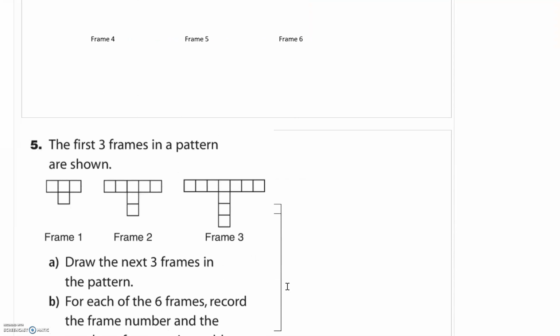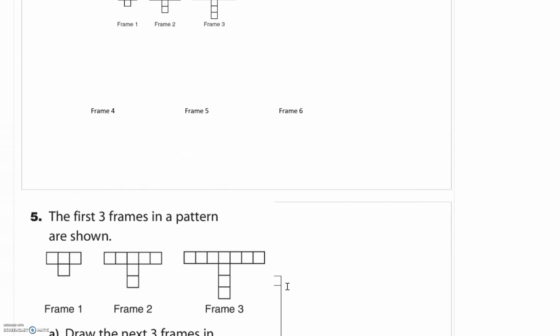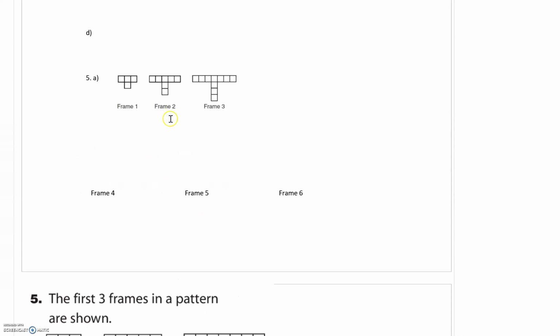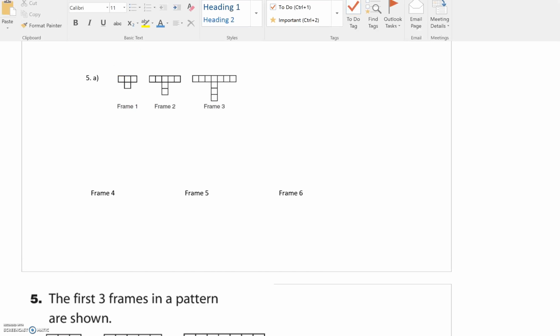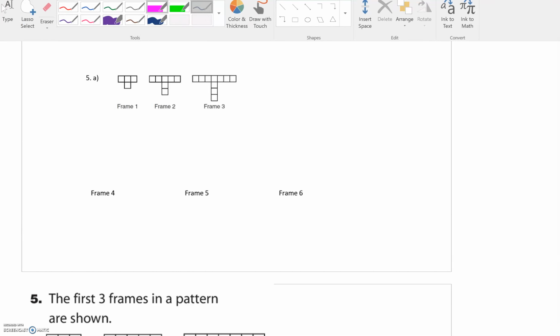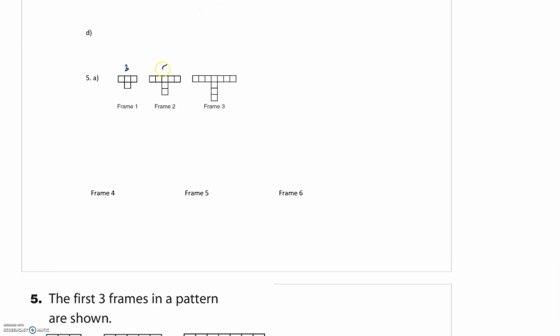So draw the next 3 frames in the pattern. Here's frame 1, here's frame 2, here's frame 3. So we have to find some type of pattern. I see a few different patterns. I see that we start with 3 at the top, and then we go to 5, and then 7 squares at the top. So it goes from 3 squares at the top to 5 to 7, which means there's a pattern there. The next one's going to have 9.